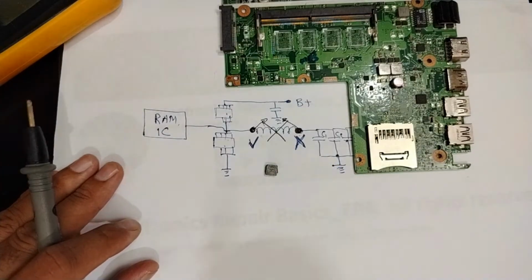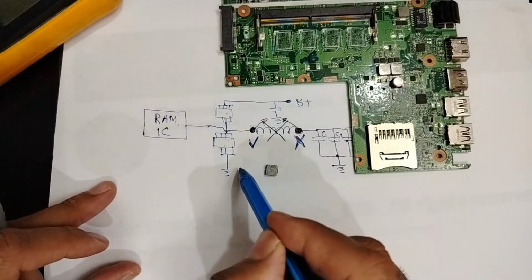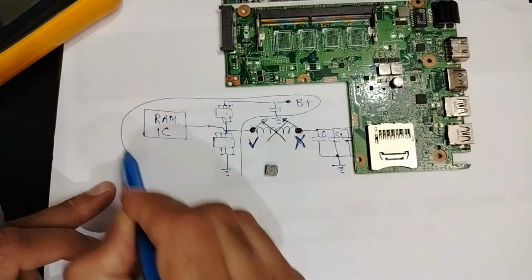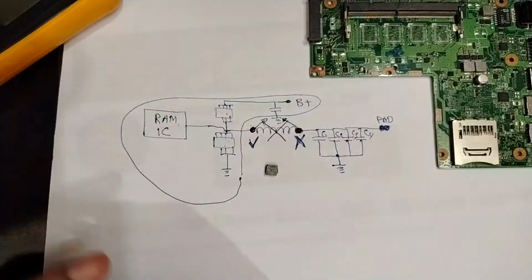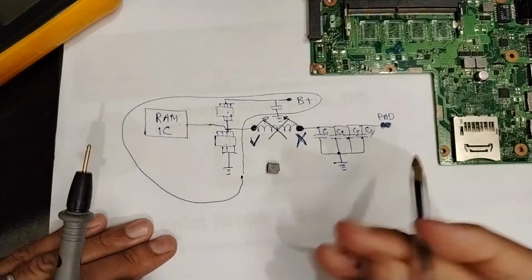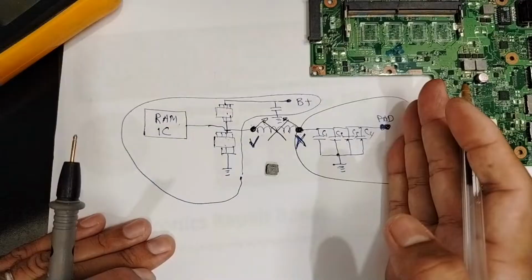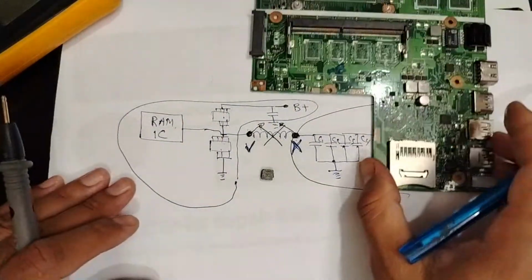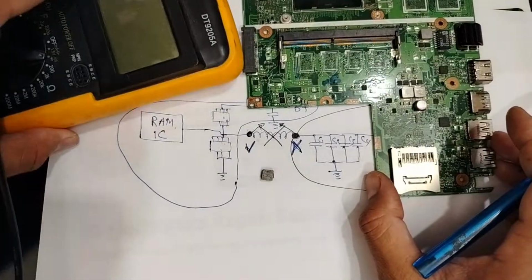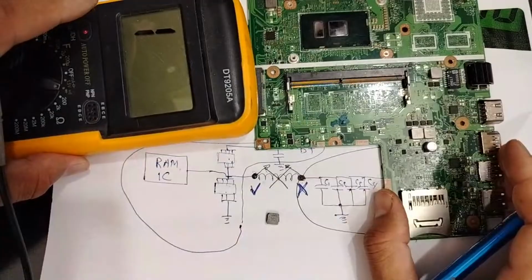Means what? Means this part here is good. We have the short in this side. The short is in this side, like this. This side is good. Okay? Even using the multimeter, you can check. Using even the multimeter, let's see, my friends.